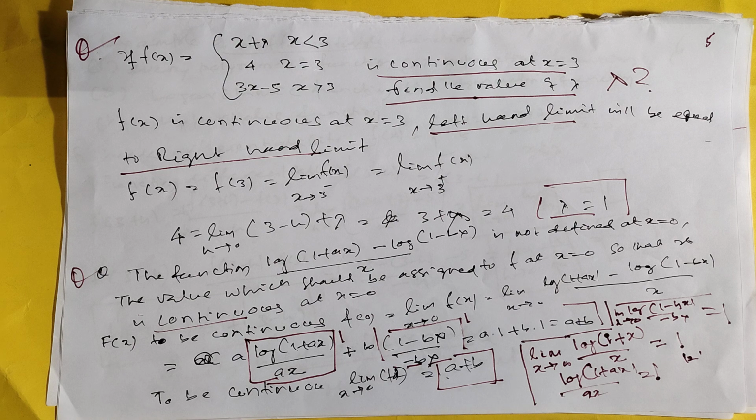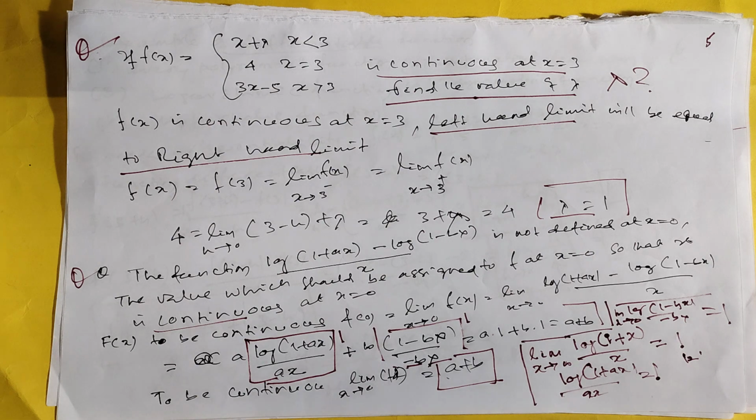Here f of x is a function of x: x plus lambda at x less than 3, 4 at x is equal to 3, and 3x minus 5 at x greater than 3. It is continuous at x is equal to 3. Find the value of lambda. F is continuous at x is equal to 3, so the left hand limit will be equal to the right hand limit. It is sufficient to calculate that the left hand limit is equal to the right hand limit.